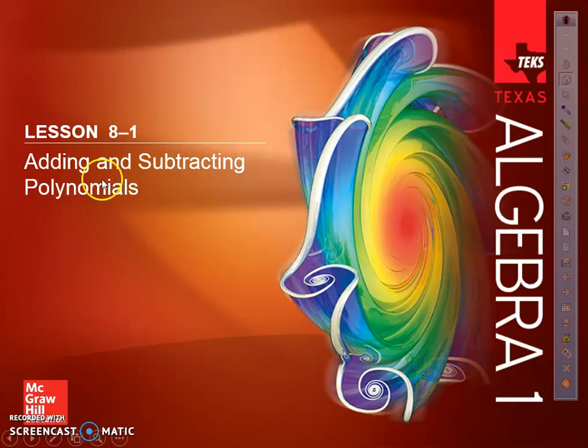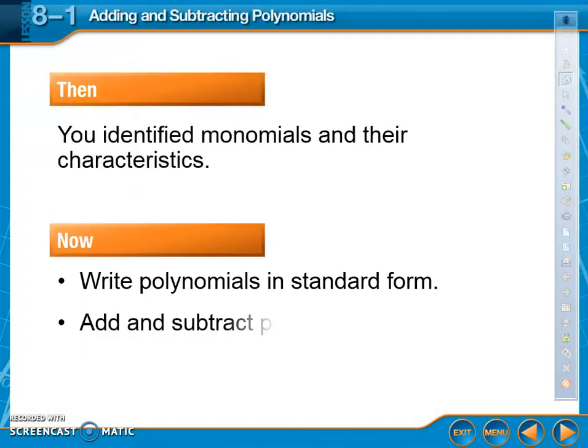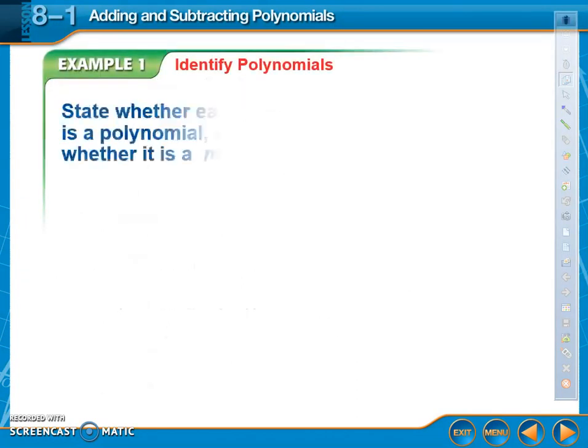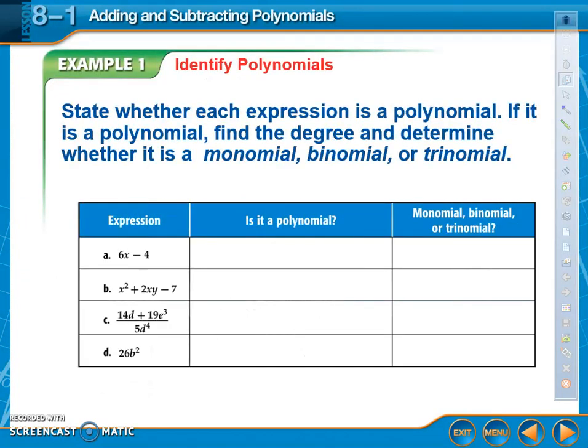Gonna jump into 8.1, adding and subtracting polynomials. All right, so got some vocabulary. Don't worry, we're gonna get to all of that here in a second. All right, so we're talking about polynomials. Poly meaning more than one. All right, we've had monomials before. Remember, a monomial is just anything. It can't have a variable in the denominator, that kind of thing.